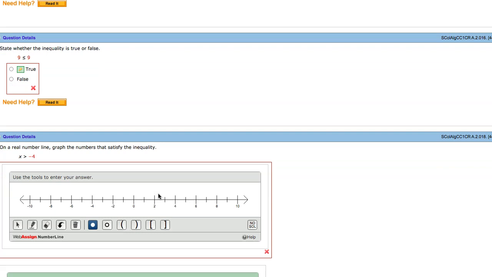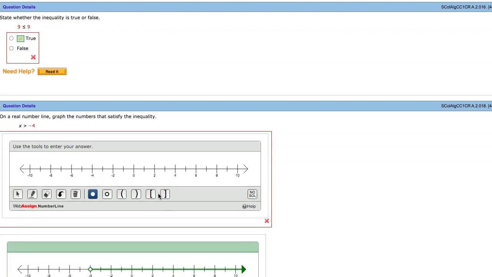Now, if x is greater than -4, what does that mean? That means that you shade everything to the right of -4, but not including -4 itself, because you don't have greater than or equal to, you just have greater than. So what you do is you put an open circle on -4. And then you shade everything to the right of that.